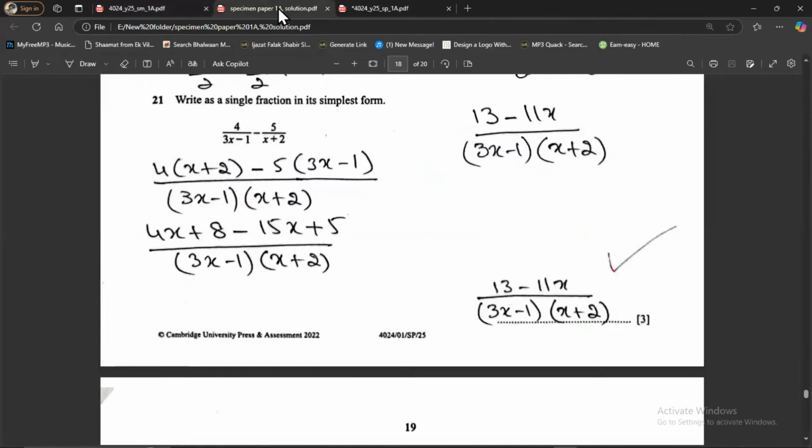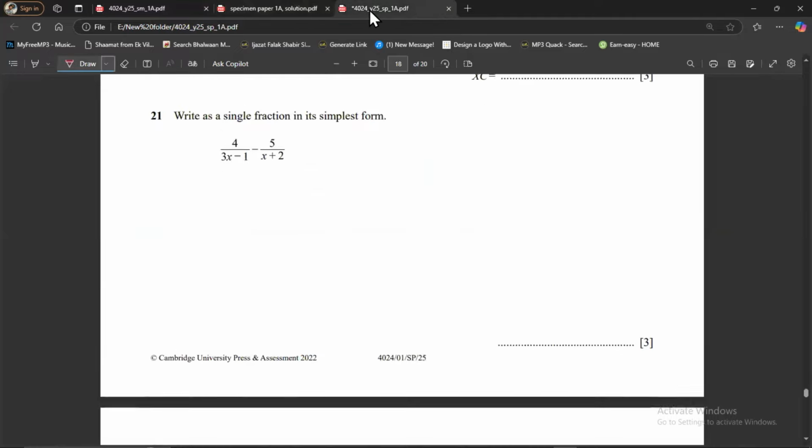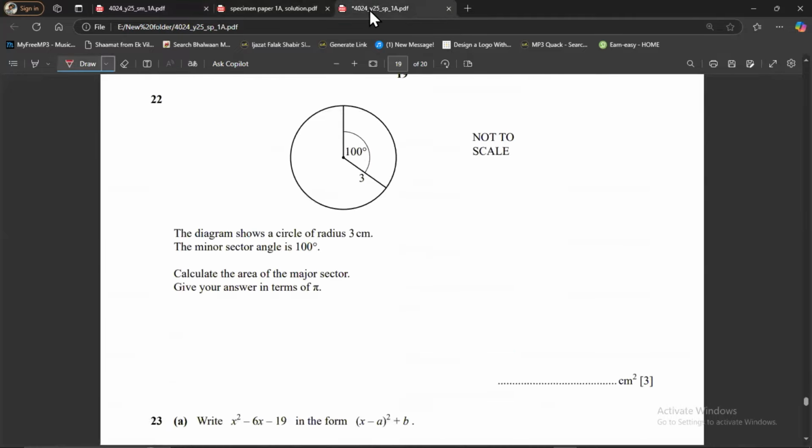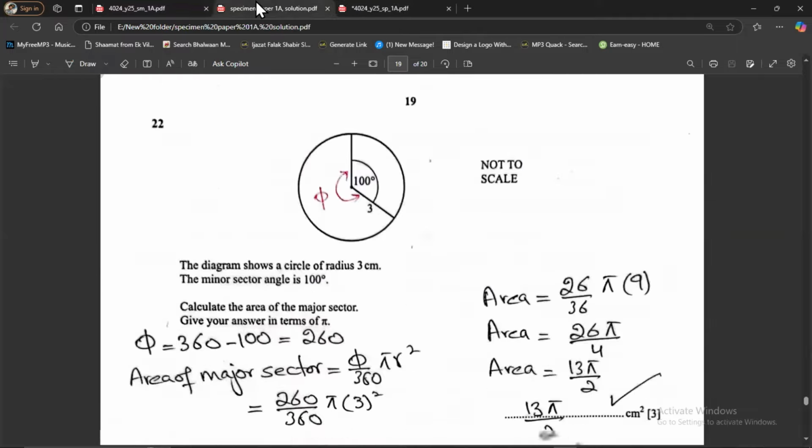I hope you understand. And then we have question number 22. He says the diagram shows a circle of radius 3 centimeters. The minor sector angle is 100 degrees. Calculate the area of the major sector. Give your answer in terms of pi. Okay, so we need to find this angle. This will be 360 minus 100. That's the angle for the major sector.